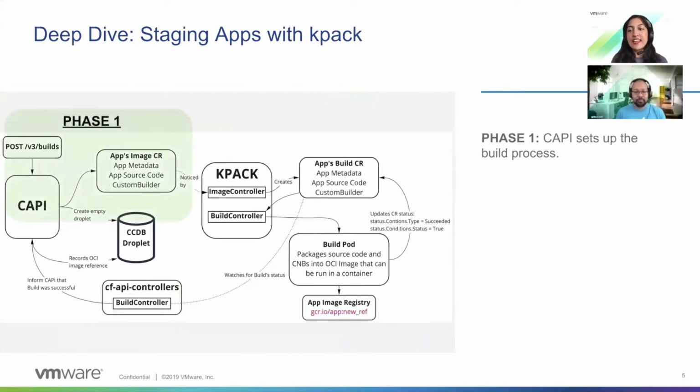The first phase is that CAPI sets up the build process. And by this, first, after the POST /v3/builds endpoint is hit, CAPI actually does a couple things. It first creates an image custom resource. An image custom resource includes the app metadata, as well as the app source code location, and also a custom builder. A custom builder is essentially a collection of cloud native buildpacks that are required to run the app. So all of this information is used by KPAC in order to actually build the app.